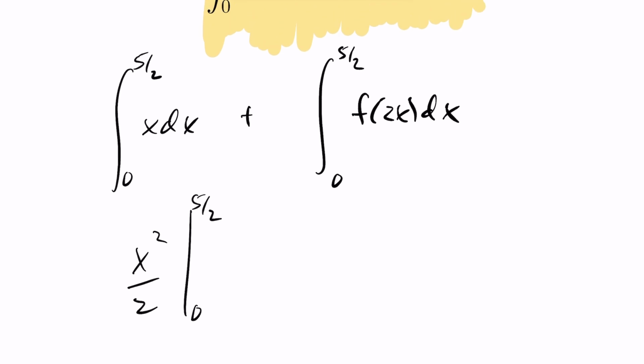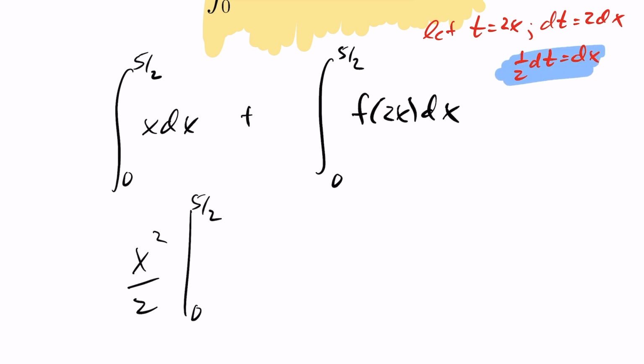For this portion here, I'm going to go ahead and make a quick substitution. I'm going to let t equal 2x, in which case I know that dt is going to be 2 dx, and therefore 1/2 dt is dx. Now I have to change the integration. These values are with respect to x, and I need to change them with respect to t.